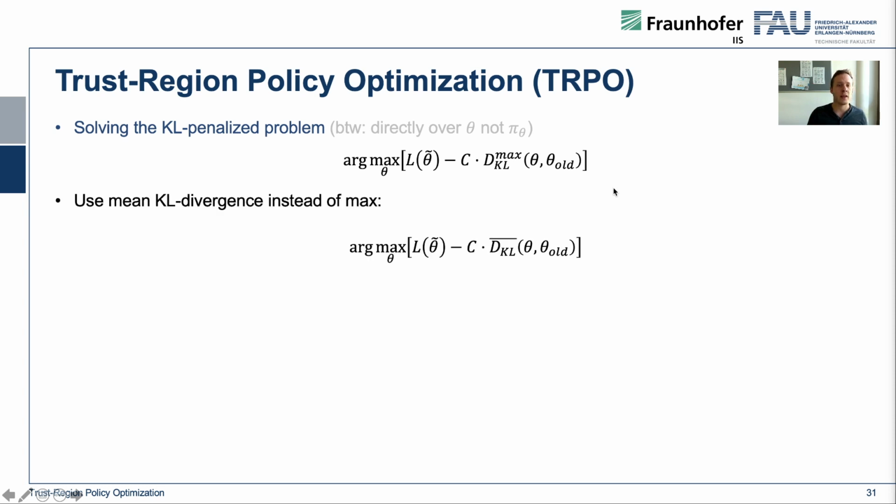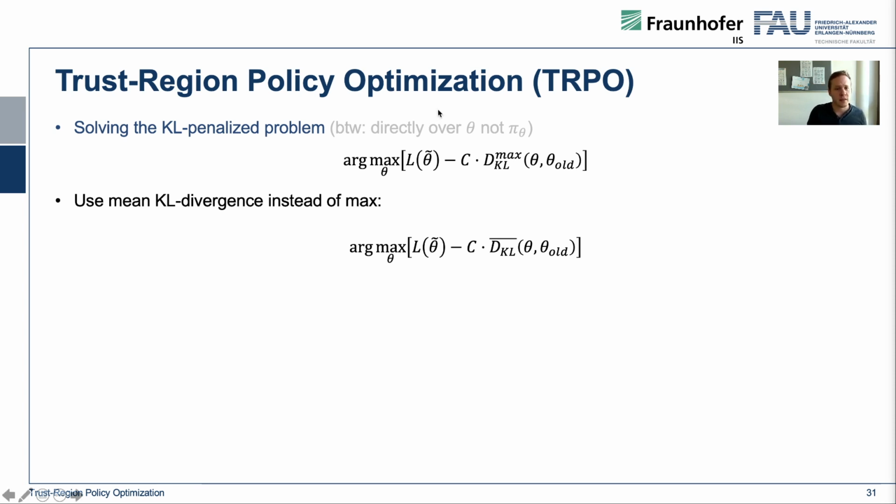However, it turns out that if you're doing optimization, it's always a bad idea to optimize a max. So we just use the mean KL divergence instead, because this is much more convenient to actually optimize in practice. Why? Because you also have outliers in certain states, and you don't want to always stick to these outliers. So optimization of a mean is much easier and much smoother in practice.